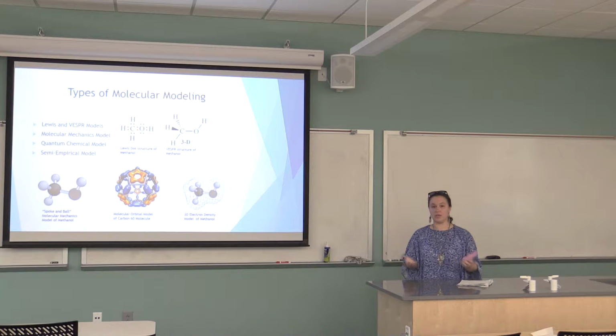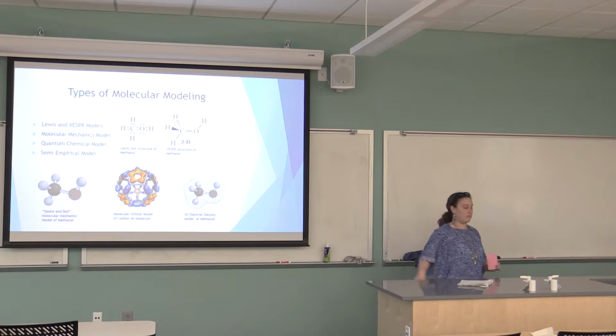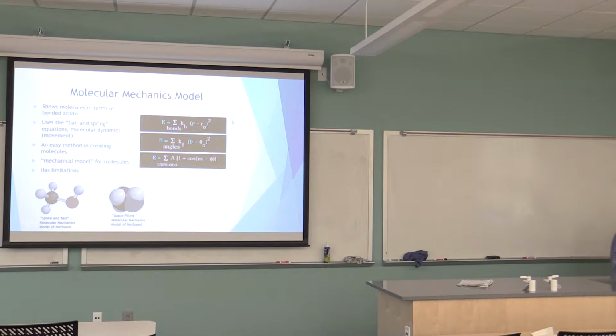So to make a more accurate representation of these molecules, scientists have created 3D models. Some examples are the molecular mechanics model, quantum chemical model, and semi-empirical model. And here are different examples of one of each of those models. So this is the molecular mechanics model.